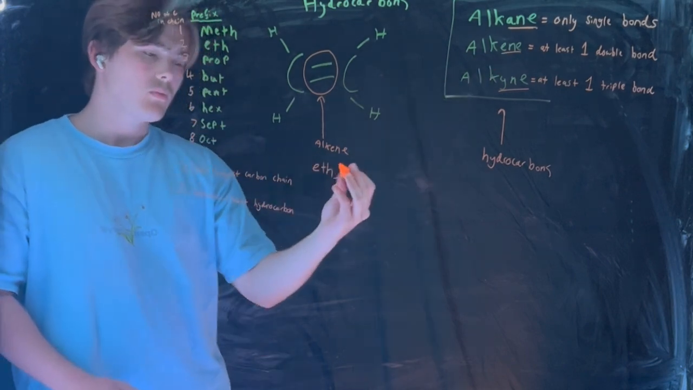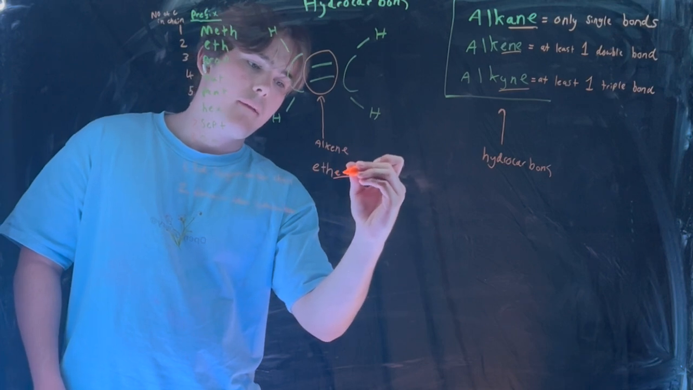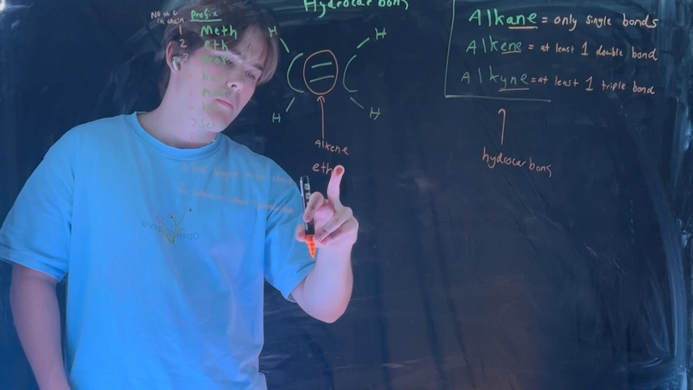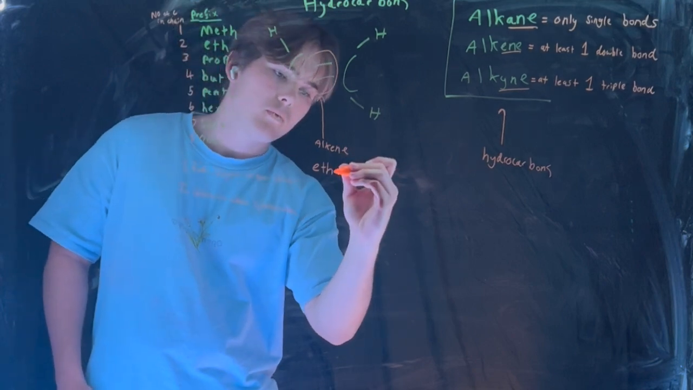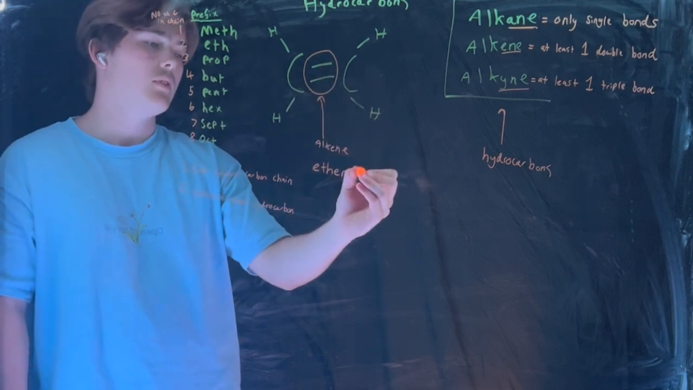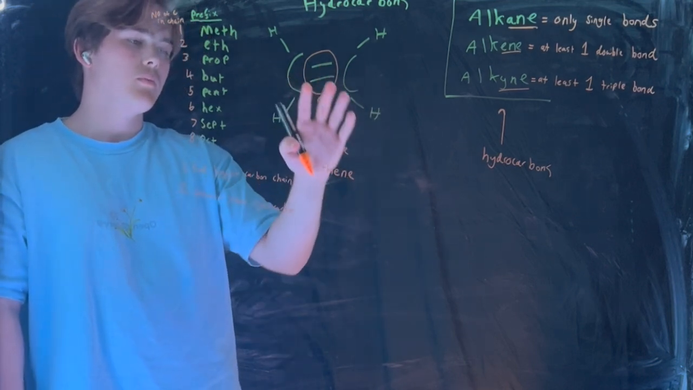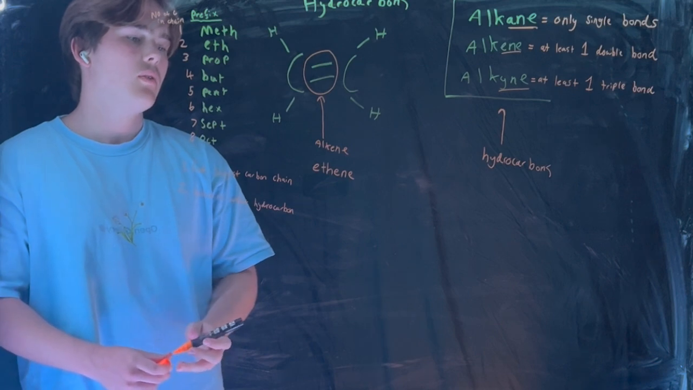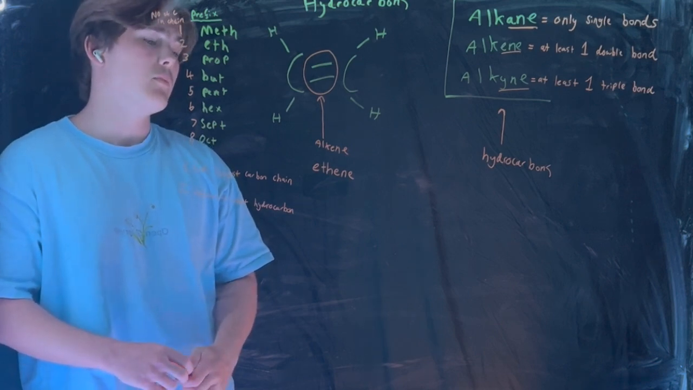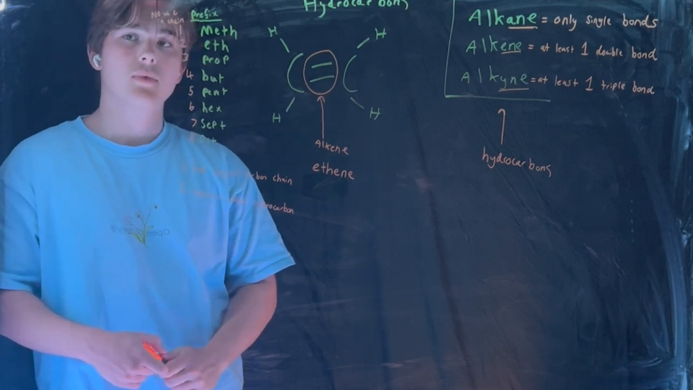So I'm going to write ethene. Right there is ethene. This molecule is ethene. The eth comes from the number of carbons in the chain, and the ene comes from the type of hydrocarbon that it is.